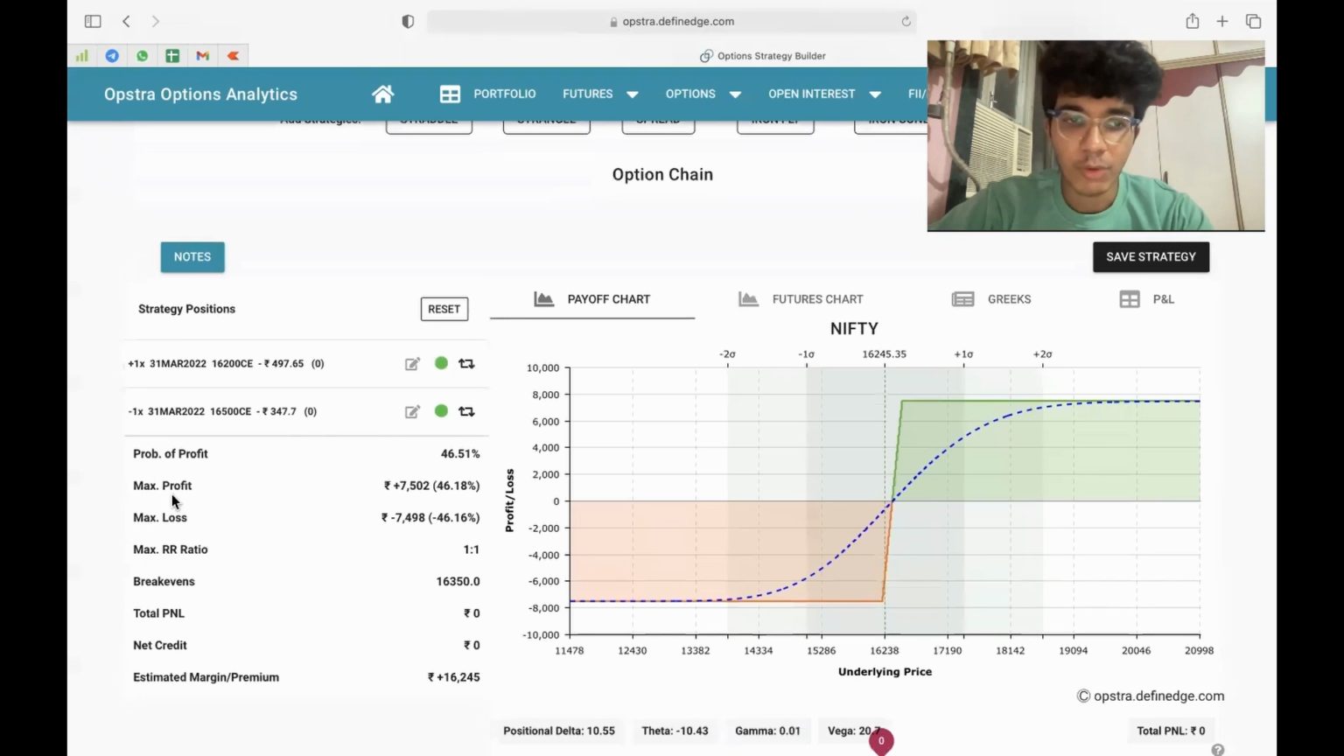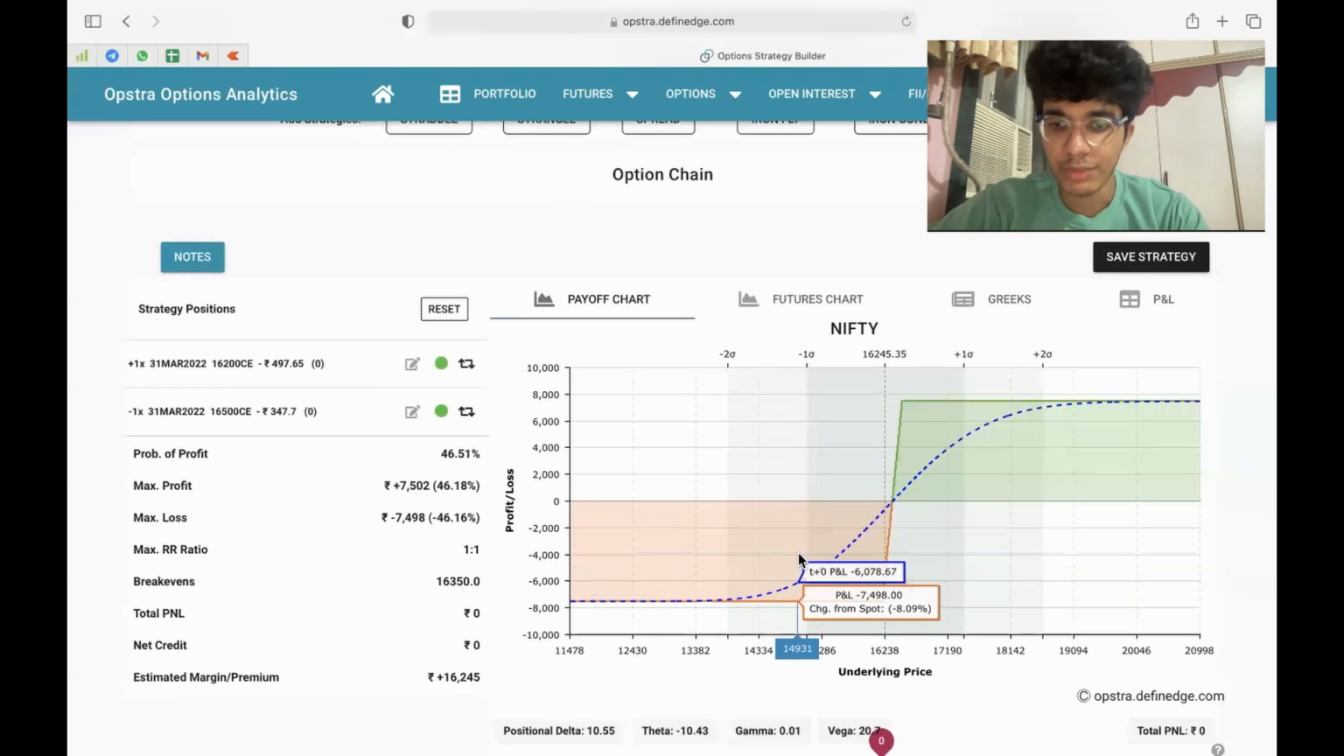Now look at the max profit here. It's around 7,500, and the max loss is also around 7,500, so your risk to reward is 1:1. Your break even is 16,350. So for you to not have a loss on expiry on 31st March, the market needs to close at 16,350. Above that, you'll be in profit. Below that, you'll be in loss. And this is just telling you how much margin will be required to execute this trade.